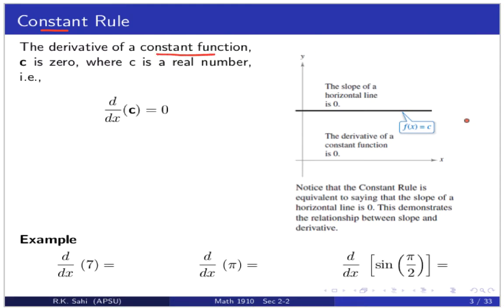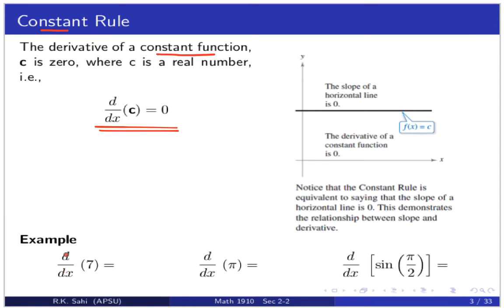So let's look from a graphical point of view at a constant function. This is a constant function f(x) equals c. The graph of a constant function is a horizontal line, and we all know that the slope of a horizontal line is 0. And what is the meaning of the slope? Remember that the slope of a tangent line is nothing but the derivative of a function at that point. So any point we take on this horizontal line, the derivative of the function is going to be 0. That is the simplest rule: the derivative of a constant function is 0.